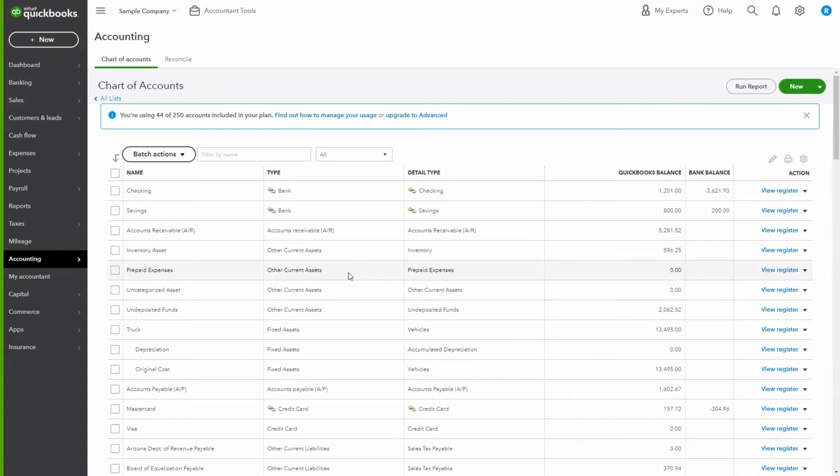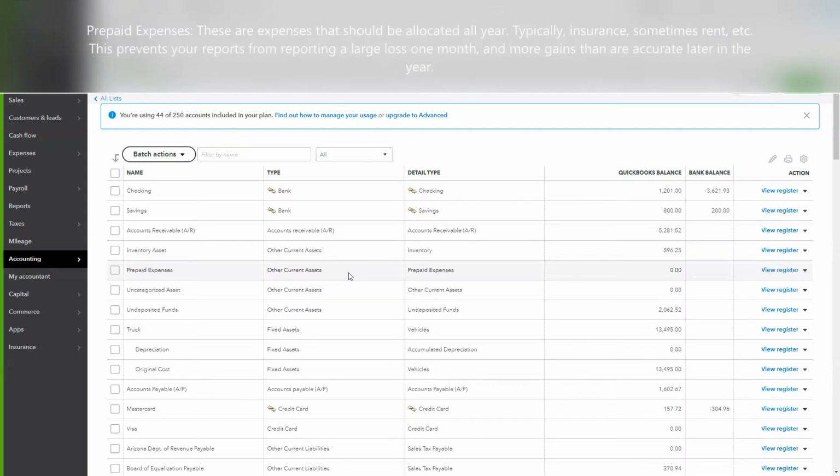You recognize revenue when it's received, regardless of when it was invoiced, and bills when they're paid, regardless of when the bill was received. So for instance, with prepaid expenses, sometimes you'll pay insurance for the entire year, such as with workers' comp or something along those lines. When you're using cash basis accounting, you're going to recognize that entire expense in that month. So if you pay your workers' comp in January for $1,200, you're going to recognize that entire $1,200 expense that month.